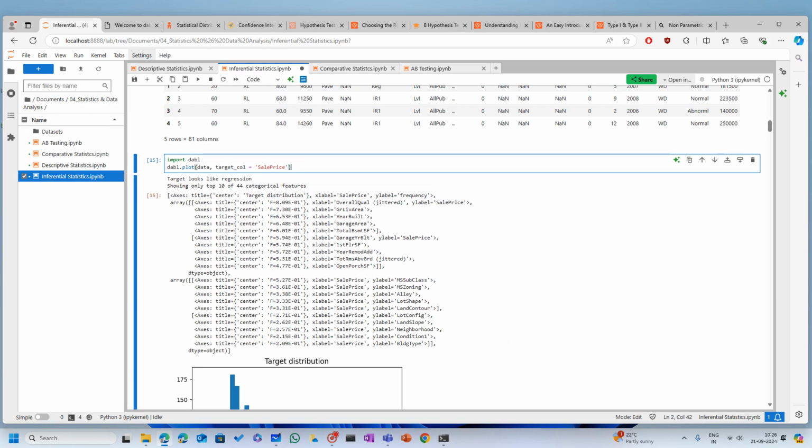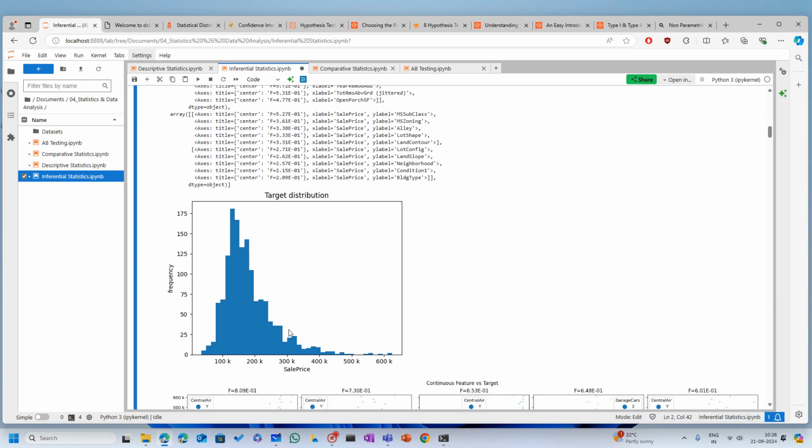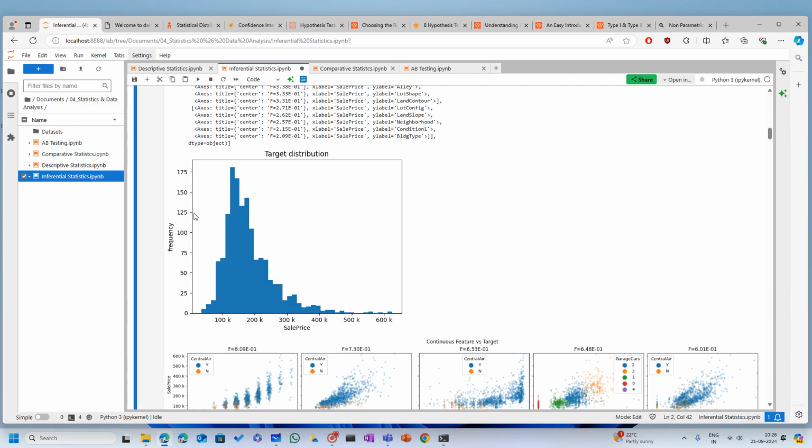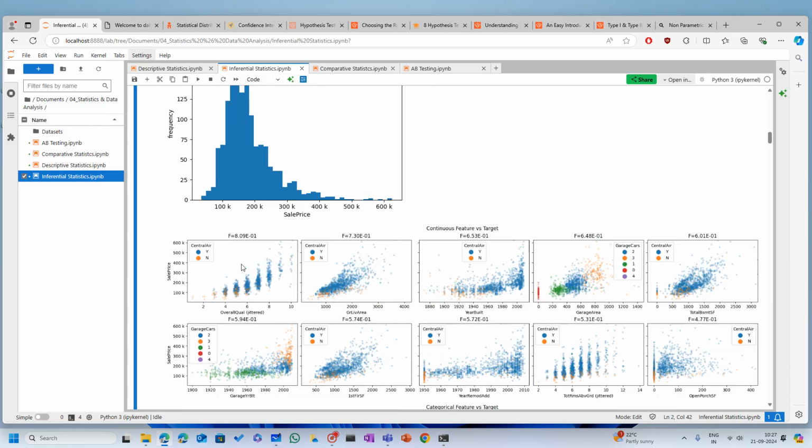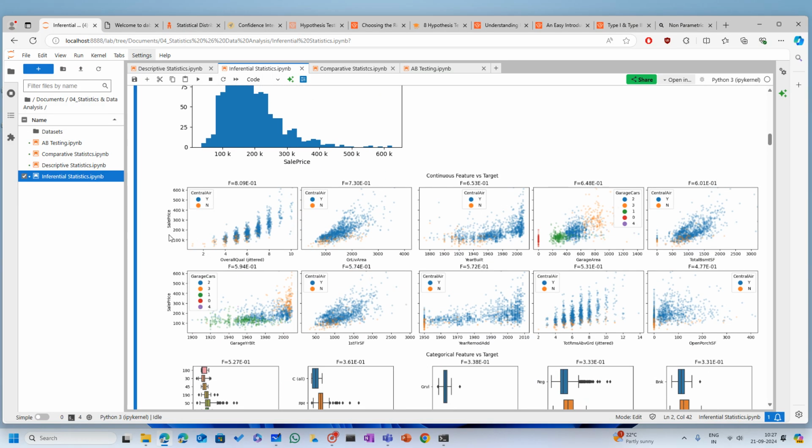The moment I run that, I'll get the histogram of what my data distribution looks like. Immediately I can say this is positively skewed, and we already calculated the value in the previous class. 1.88 is the value. That means there is a lot of deviation, more skewness. Then it starts comparing sale price against all other features.